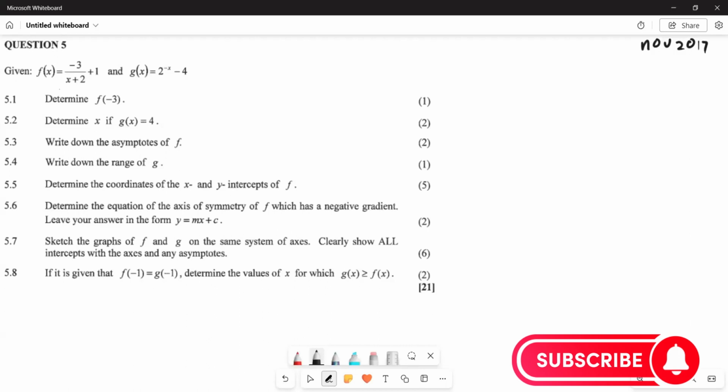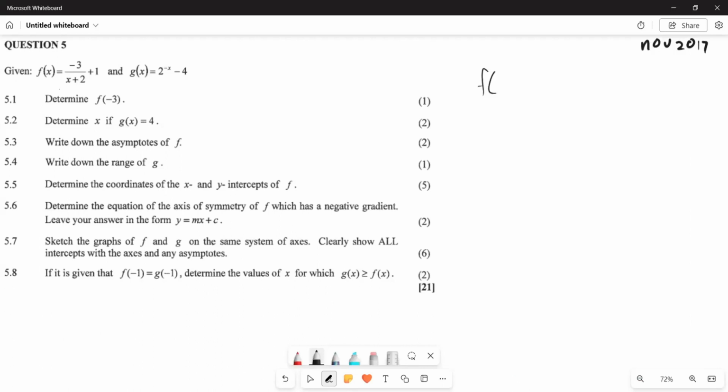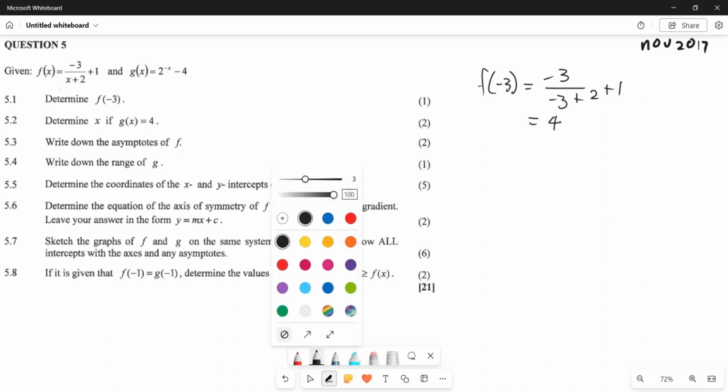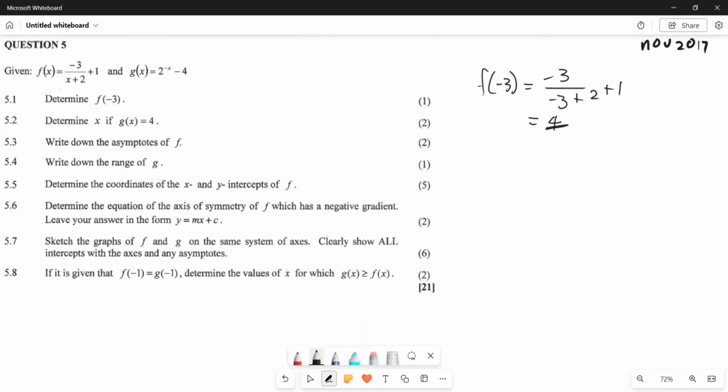We say f(-3) is given by -3 into -3 plus 2 plus 1, and then what is the answer that you are going to get? The answer is going to be 4. That is the answer that you're going to get, 4.